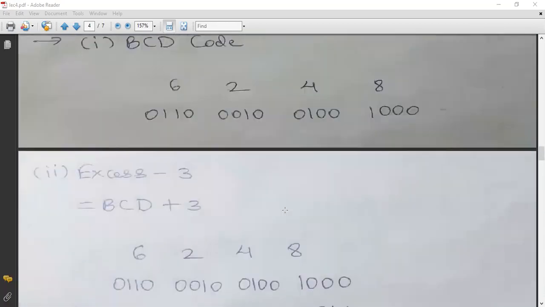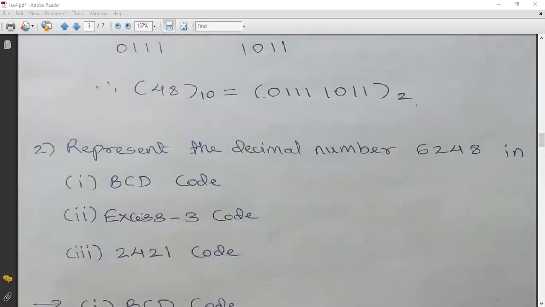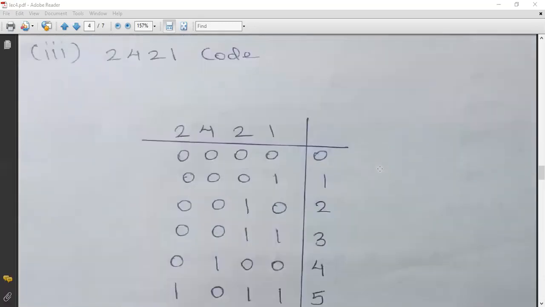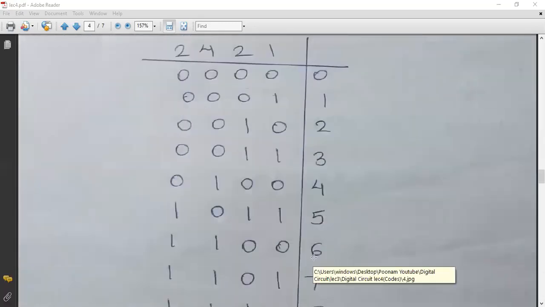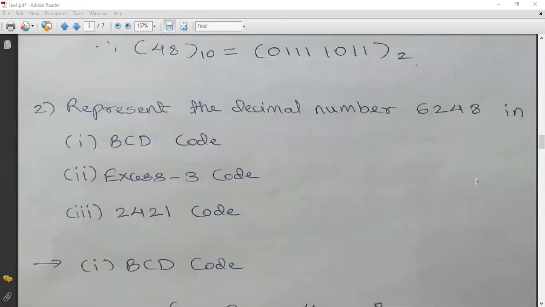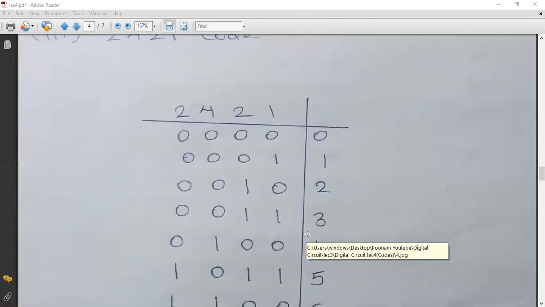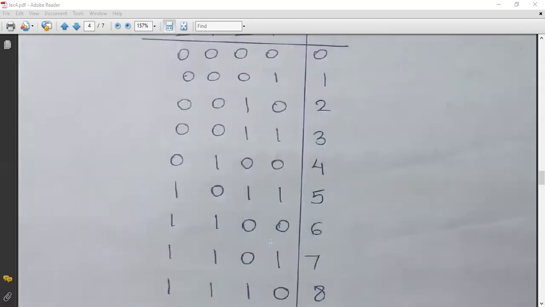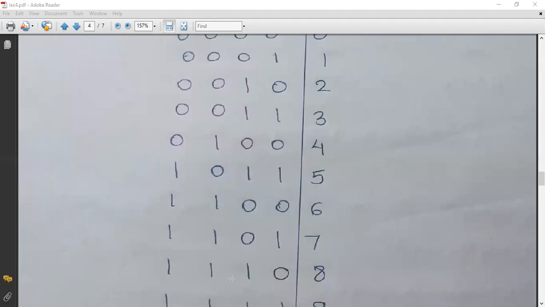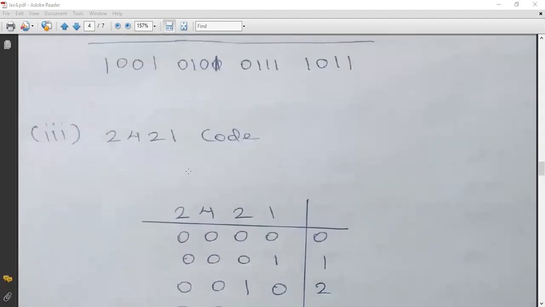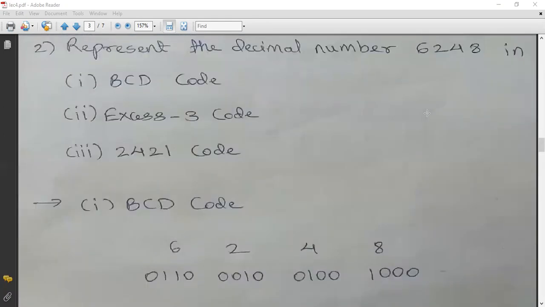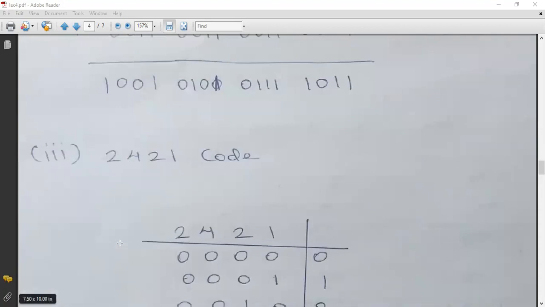So this was the 2421 code form, and now we are going to write the 2421 code for 6248. 6 is written in 2421 form as 1100. The next number is 2; 2 is written as 0010. The next number was 4; 4 is written as 0100. The next number was 8; 8 is written as 1110. So we have represented the decimal number 6248 in its 2421 code form.